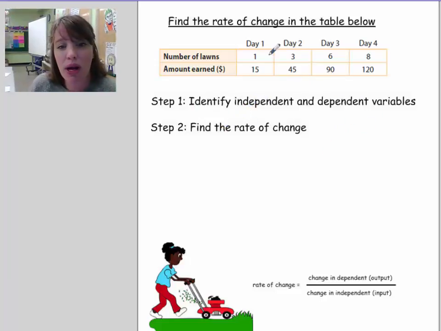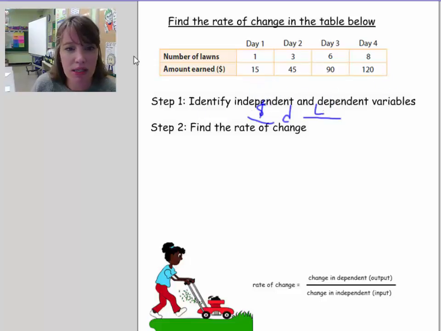Remember when you do this, you want to think about something depending on something else. So think about the sentence that we talked about in the last lesson, right? For me, let's think: the number of lawns depends on the amount of money earned. That doesn't seem right. The money depends on the lawns. So that statement is the correct statement.